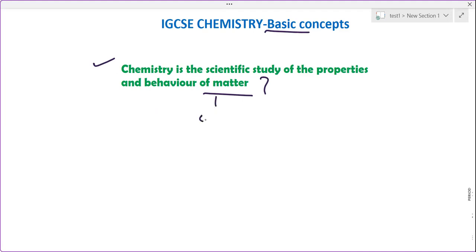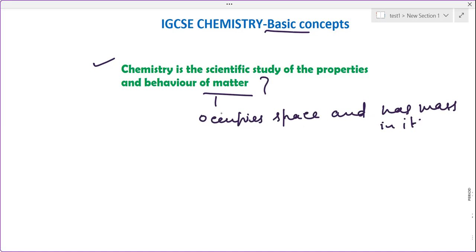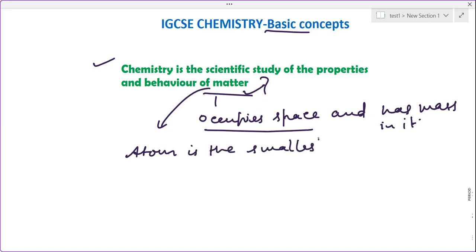Matter is anything that occupies space and has mass in it. And what is the smallest thing that makes matter? So, atom is the smallest unit of matter. What does it mean? Smallest unit means atom is the smallest thing that makes matter.